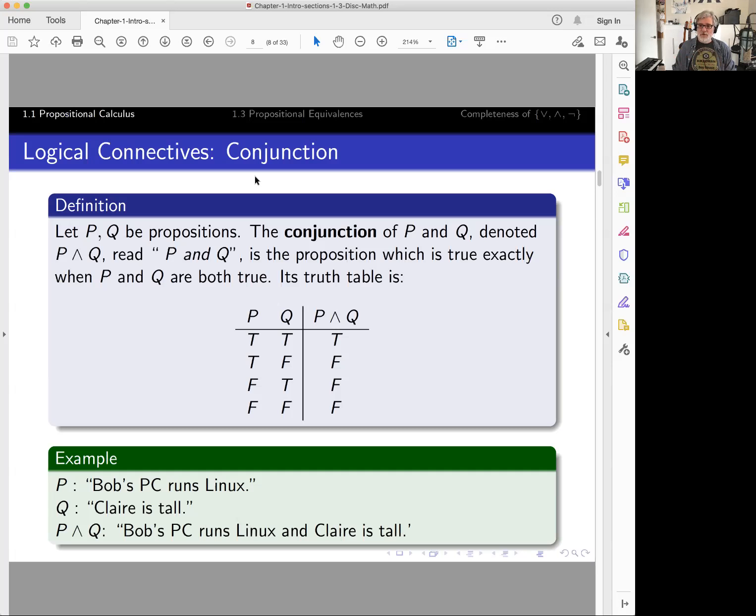To define this properly, I show you the truth table. So what are the possible truth values for P and Q? They both can be either true or false. So that's going to give us four possibilities: true, true; true, false; false, true; false, false.